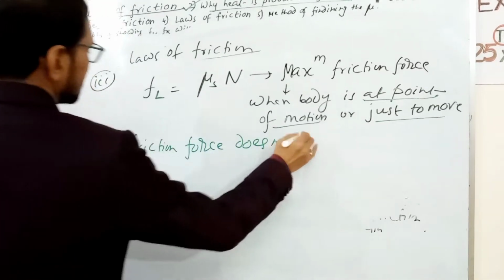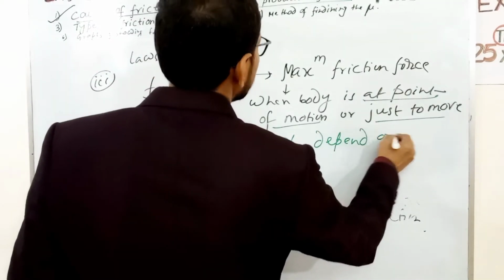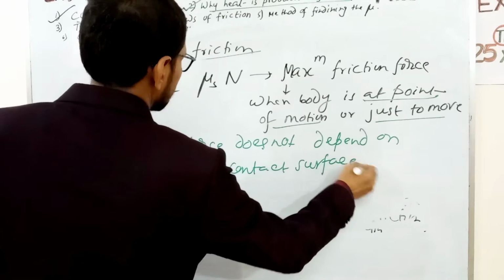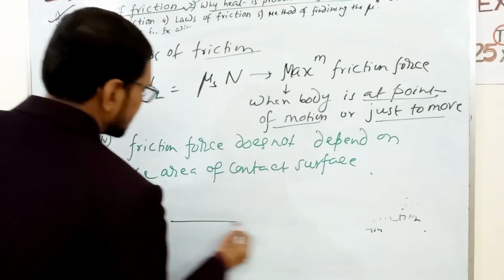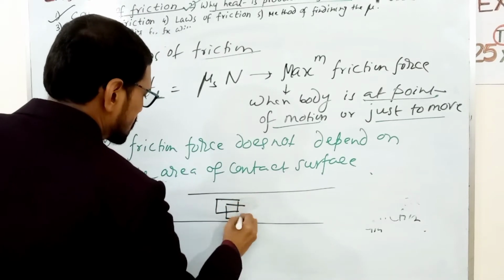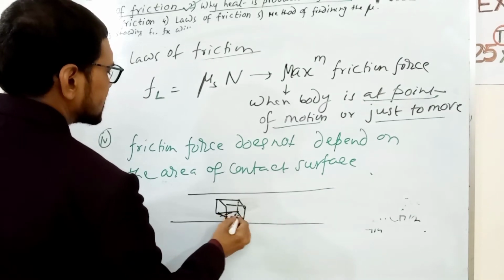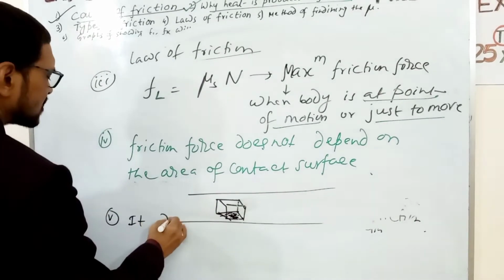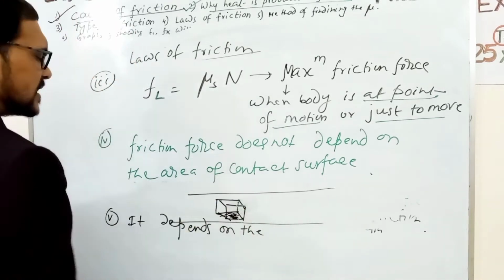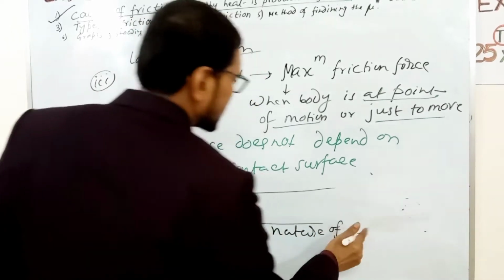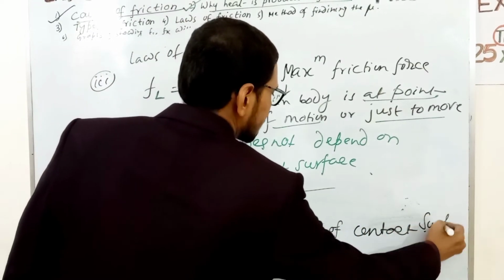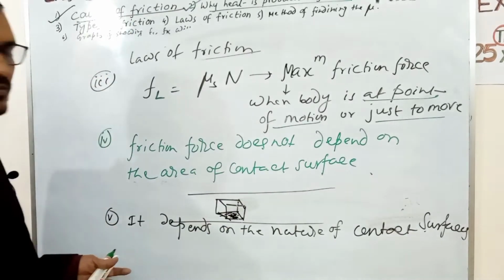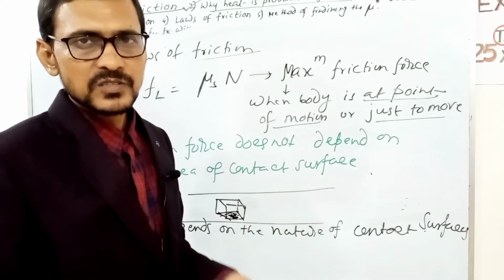The fourth law is that friction force does not depend on the area of the contact surface. Suppose this is a contact surface; the friction force does not depend on the contact area. Actually, friction force depends on the nature of the contact surfaces. That is, whether the surface is more rough or more smooth, it depends on the type of surface.